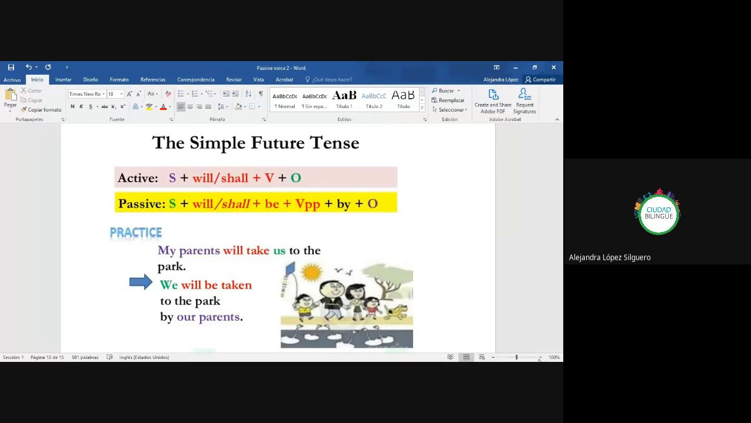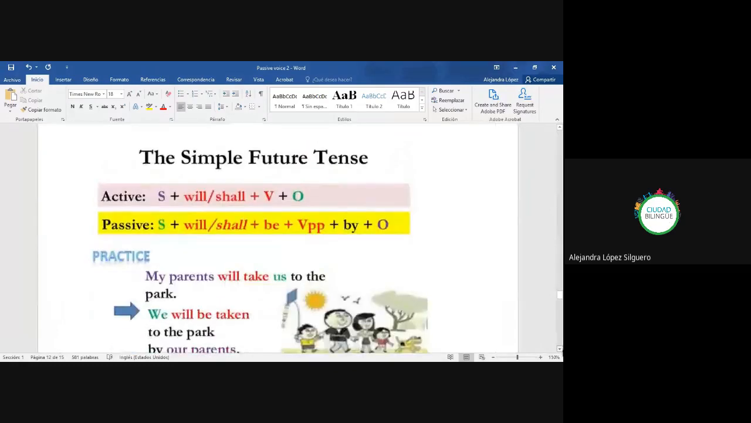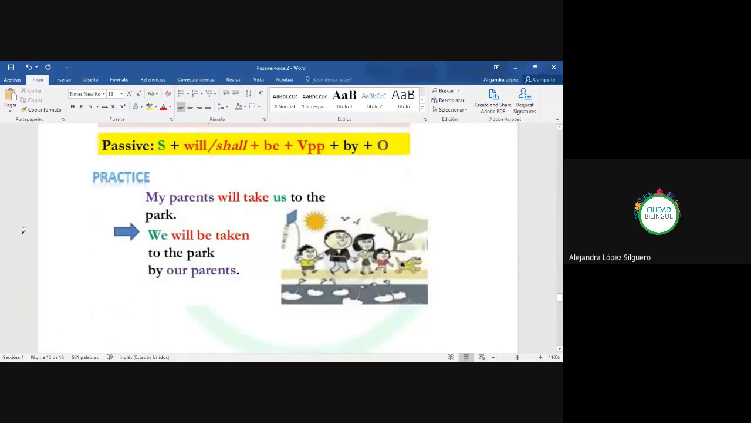In this case, we have an example. It says, my parents will take us to the park. Mis padres nos llevarán al parque. Will take us, ¿cierto? Will es el auxiliar del futuro para todos los pronombres, ¿sí? En esto no importa que sea tercera persona, will es para todos. Entonces, ¿cuál es la estructura? Es la misma, ¿cierto? Que íbamos estudiando.